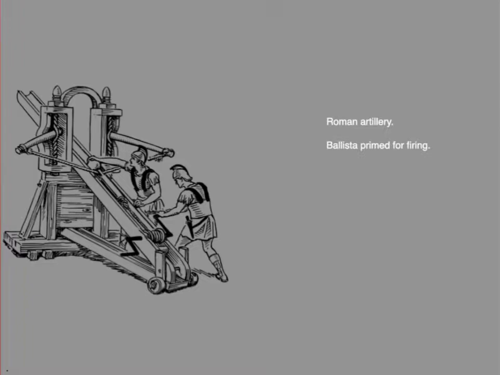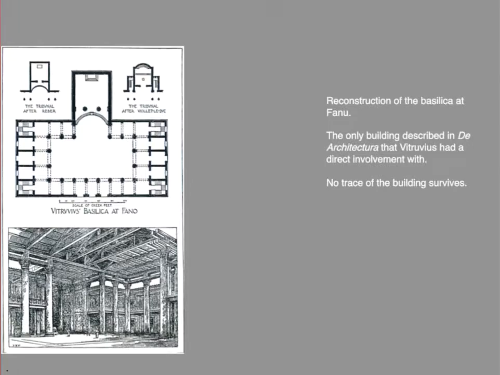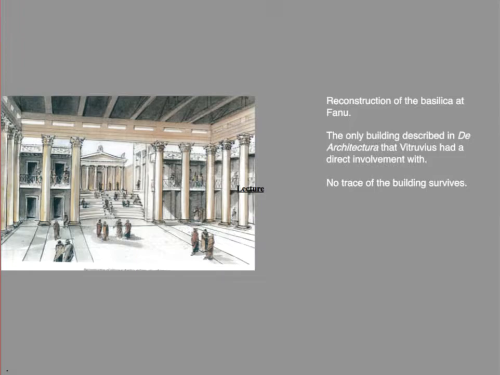He would also have been involved with military fortifications, and he's known to have been involved in the construction of government buildings, including at least one basilica, the basilica at Fano, but none of the buildings with which he was involved, including this one, has survived. So the drawing here is a conjecture based on the verbal description of the building in Vitruvius's text.